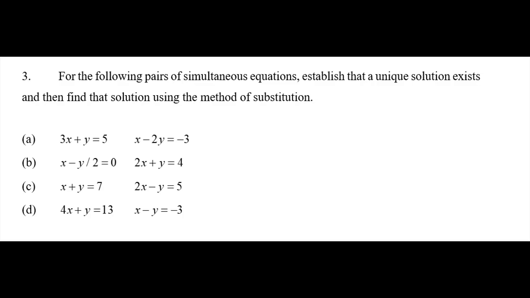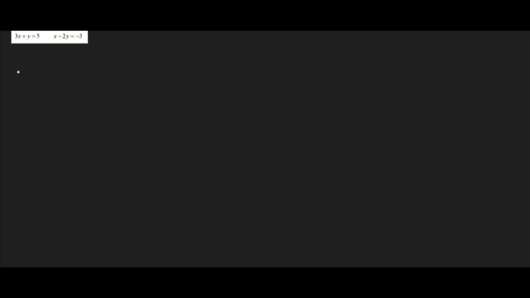In this video we're going to look at how to solve simultaneous equations using some examples from chapter 3. The first method is the method of substitution. So we're going to look at the first question here. We've got a pair of equations: 3x plus y equals 5 and x minus 2y equals minus 3.